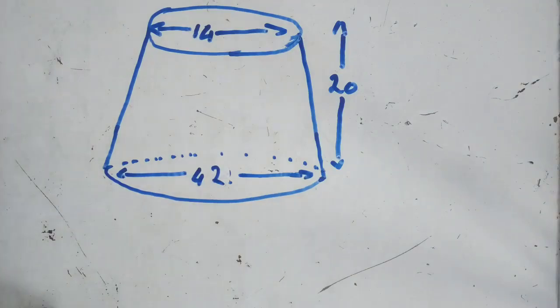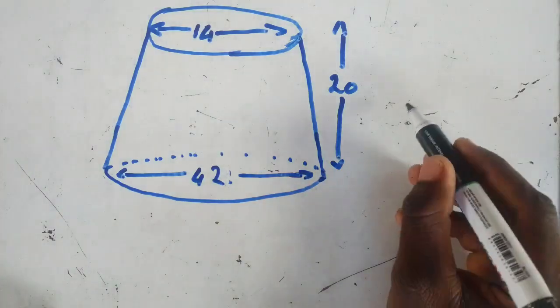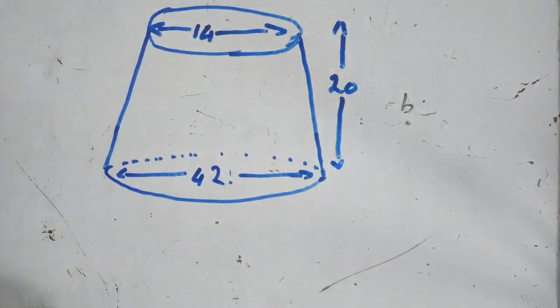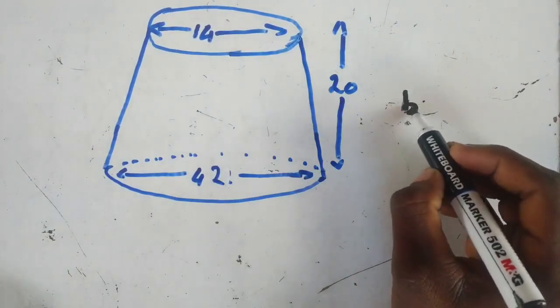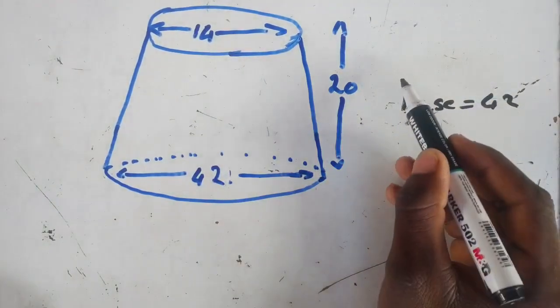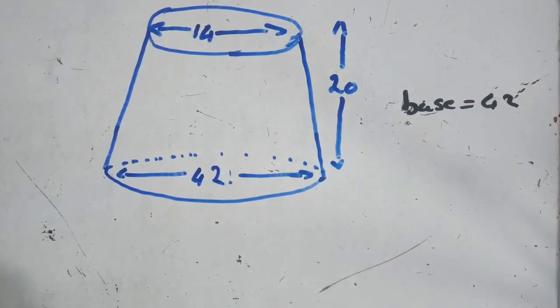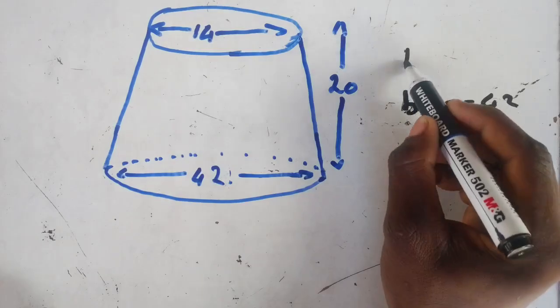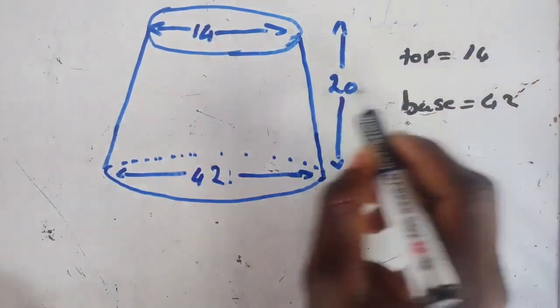So we have two bases, which are 42 and 14. The base diameter and top diameter are 42 and 14 respectively, meaning the base diameter is 42. So the base is equal to 42, this is the diameter for the base, and for the top, the diameter is 14, as you can see here.